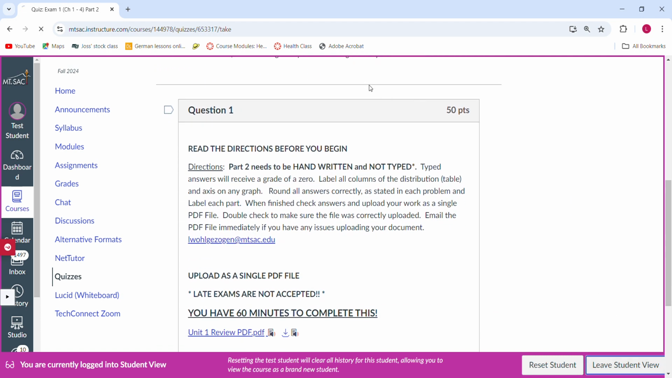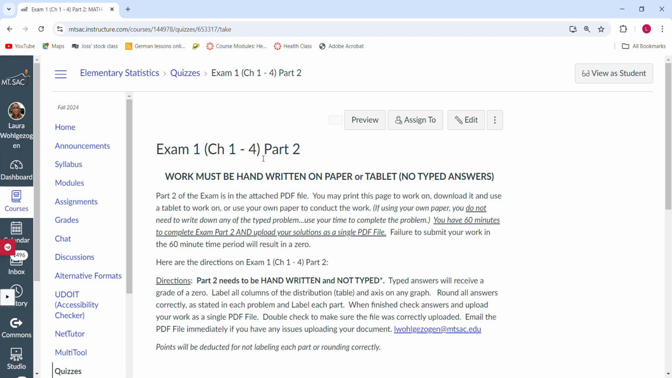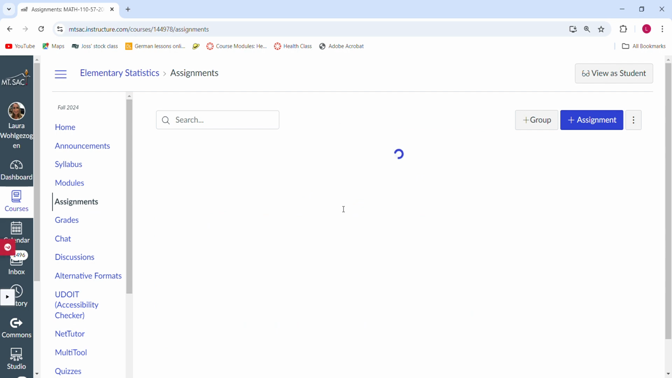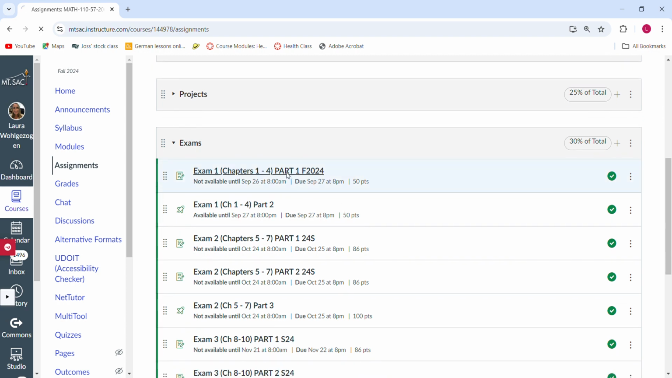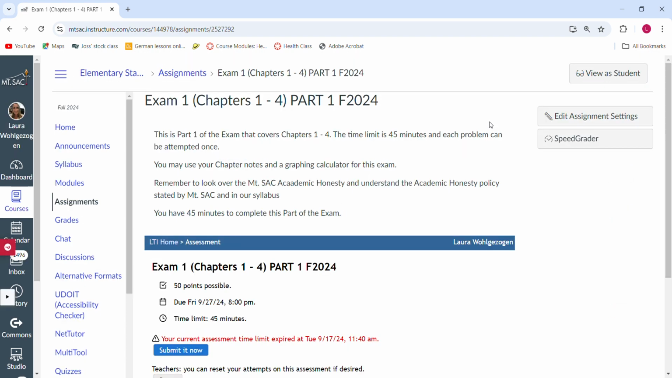Now looking at part one, which is actually going to be the MyOpenMath part, it's very similar to how your quizzes are laid out, where you get 1 attempt per problem. With this, it's going to have the introduction here. It talks about how you have 45 minutes to complete this. You're able to use your class notes and a graphing calculator for all of the exam, so part 1 and part 2. And again, you have 45 minutes.